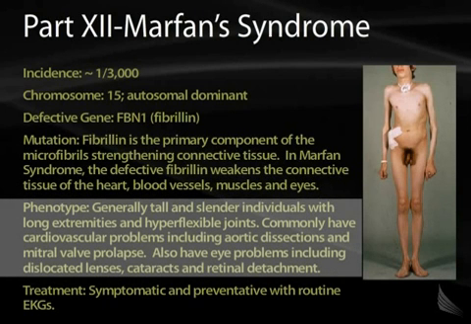Phenotypes here we've discussed earlier: generally tall and slender individuals with long extremities and hyperflexible joints, commonly have cardiovascular problems including aortic dissections and mitral valve prolapse, also have eye problems including dislocated lenses, cataracts, and retinal detachment.